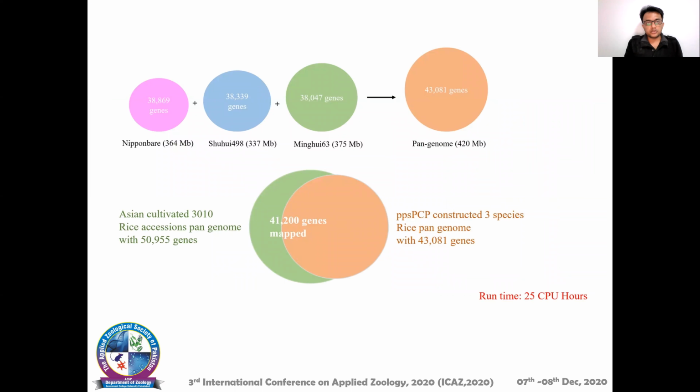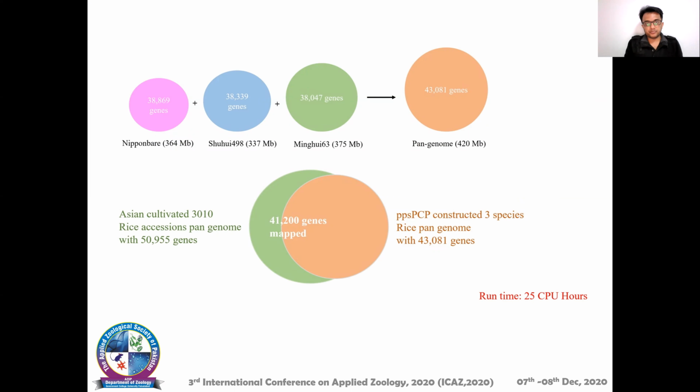Furthermore, we also tested our pipeline with rice data. We considered Nipponbare, Shuhui, and Minghui, three famous rice varieties, and developed the pan-genome using our software. Our pan-genome had 43,000 genes. Then we compared our pan-genome with the reported pan-genome of rice, in a paper published in 2018 in Nature Genetics, where the authors developed a rice pan-genome from more than 3,000 rice accessions.